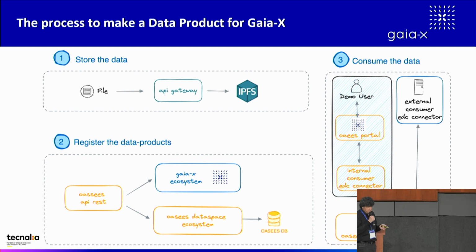And in the third step, once this has been built, is the demonstration of how to consume this data, where we have both possibilities. We have developed a demo user, a mockup, where from the Oasis portal we can claim and play the role of a data consumer and establish a contract with the data provider and make the exchange of the data. But the same mechanism is open for an external consumer that can use the same EDC connector and also ask for the data and consume the data.